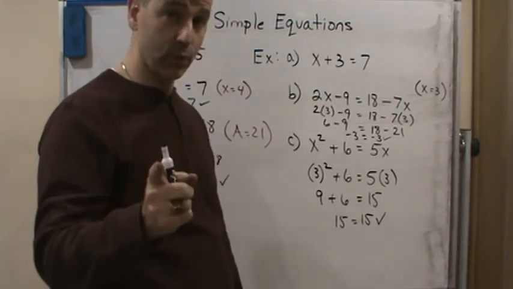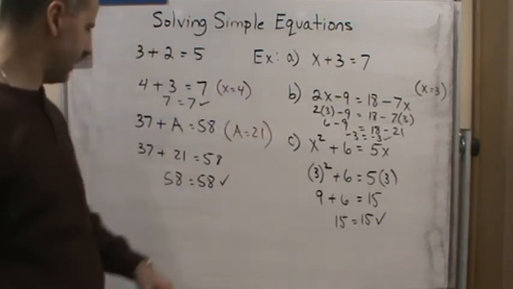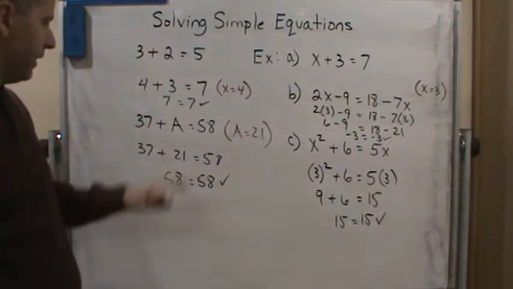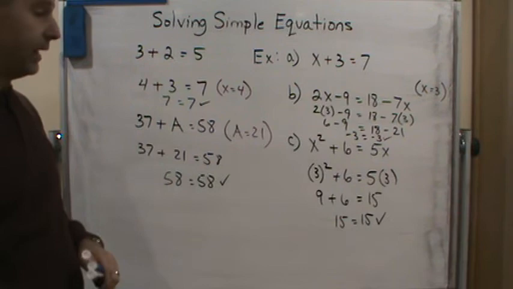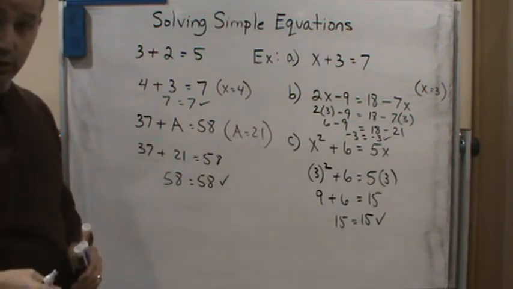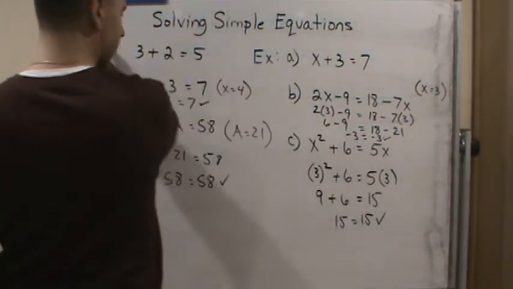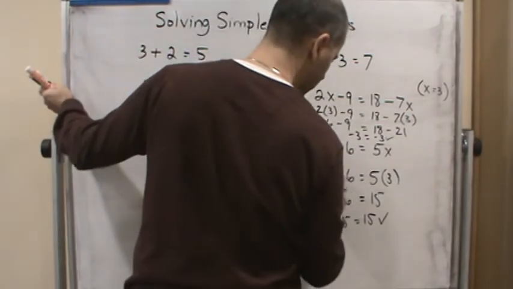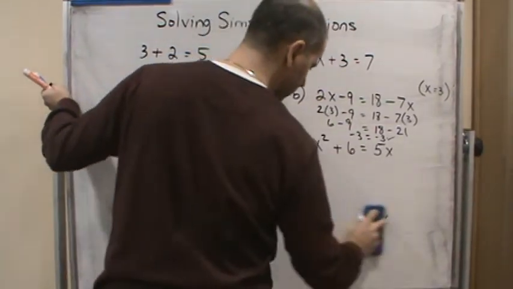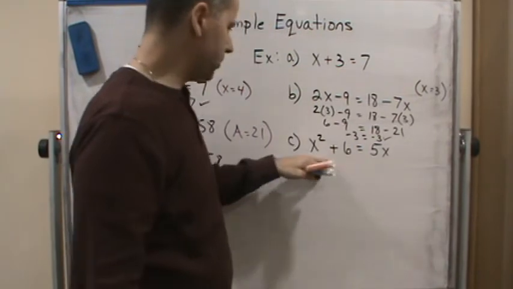Now, in this case here, it's not the only solution. There might be more than one solution. In all of those other cases, there's only one solution. But here, there's a second solution. So let's see if we can find the other solution. Okay, so 3 worked. What other value will give us a true statement here?